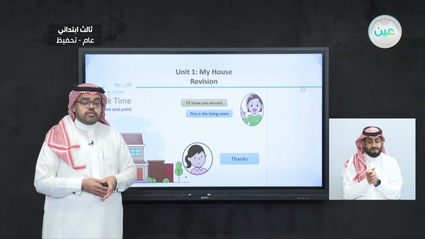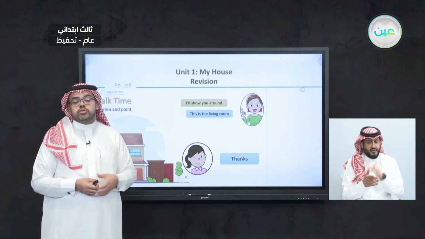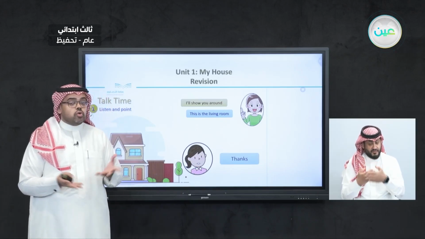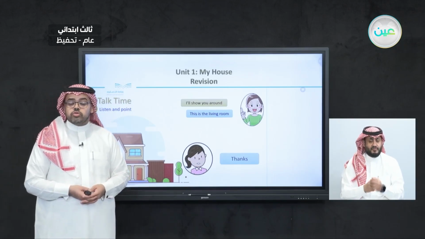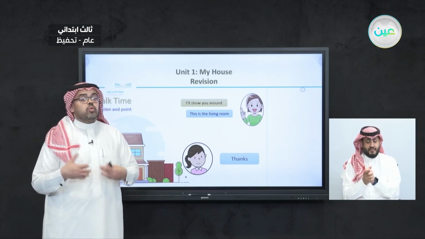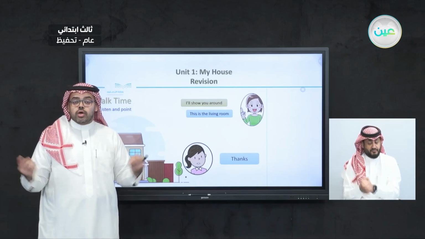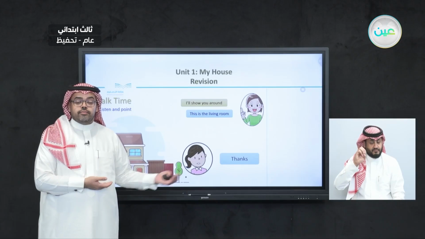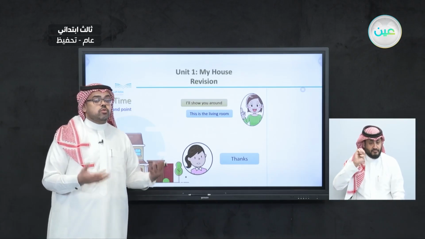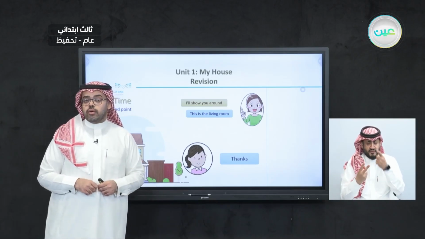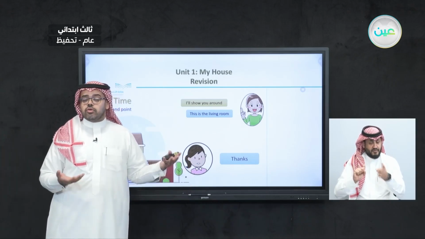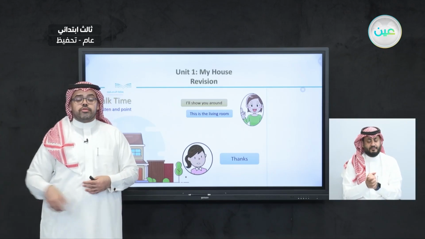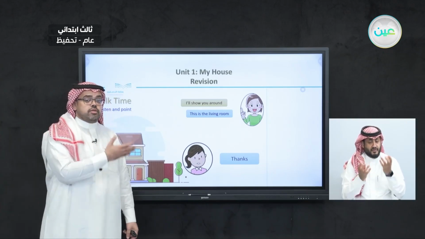So these are the two important phrases that we usually say when we are expecting people to visit us. First, we welcome them: "Welcome to our house. Would you like to come in?" And the second, when we show them: "I will show you around. This is," and then you can say the place or the room. "This is the living room, this is the kitchen, this is the bedroom," and so on.